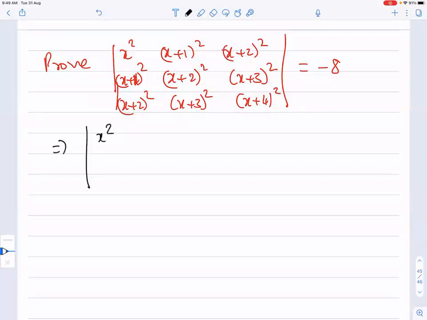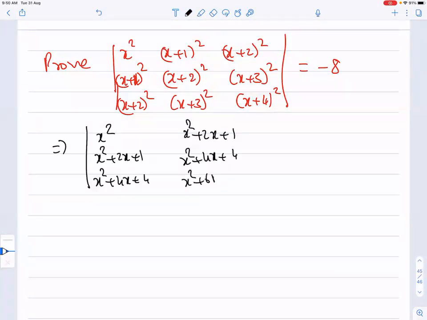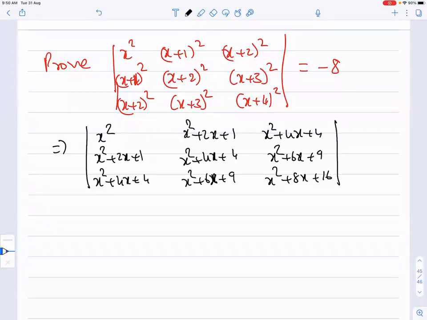This is x square. This is x square plus 2x plus 1. This is x square plus 4x plus 4. This is x square plus 2x plus 1. This is x square plus 4x plus 4. This is x square plus 6x plus 9. x square plus 4x plus 4. x square plus 6x plus 9. x square plus 8x plus 16. This is the expansion. I just used the a plus b whole square formula.